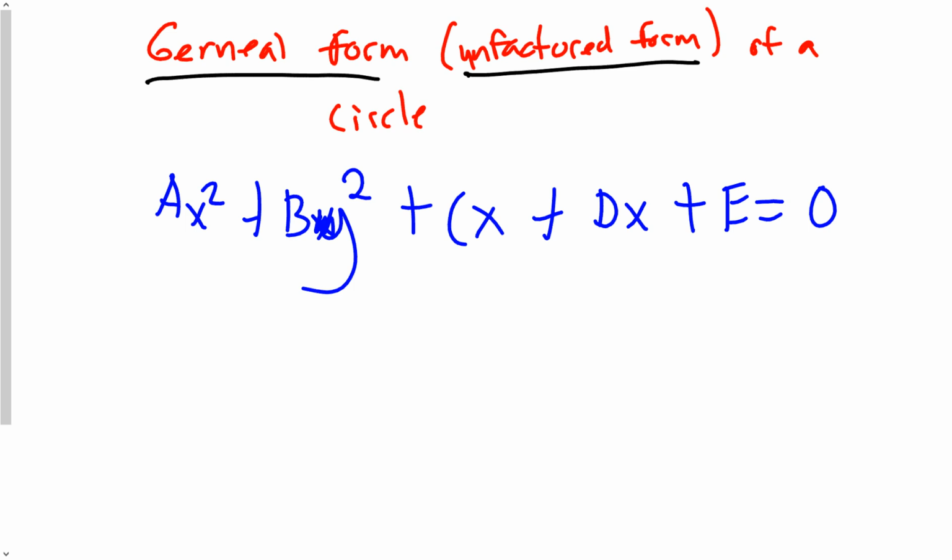You can get there from center radius form. If you already have it, all you have to do is square those binomials, move that radius squared over, combine like terms, and you'll have your general form or unfactored form.